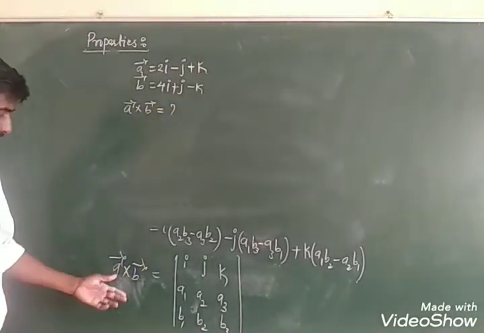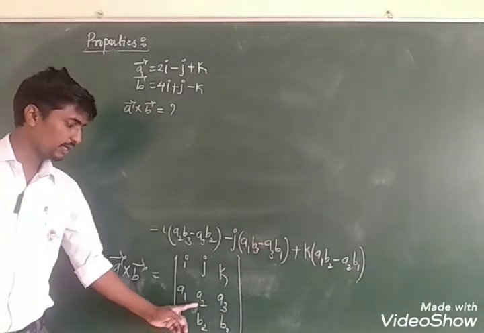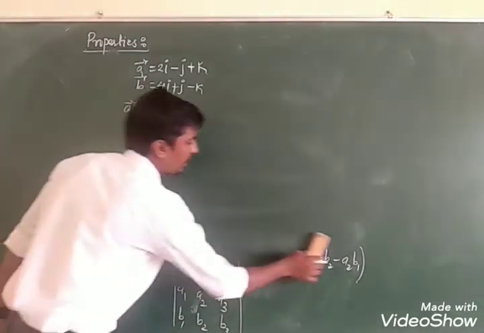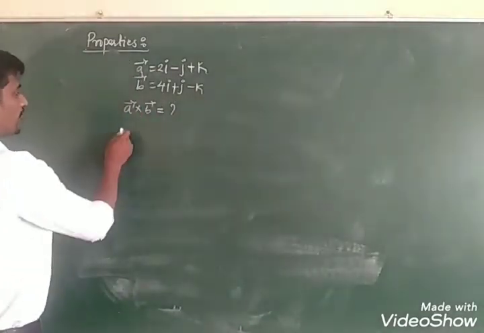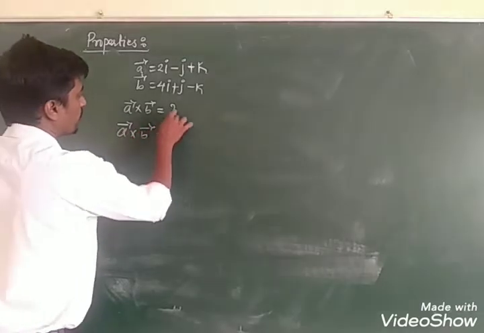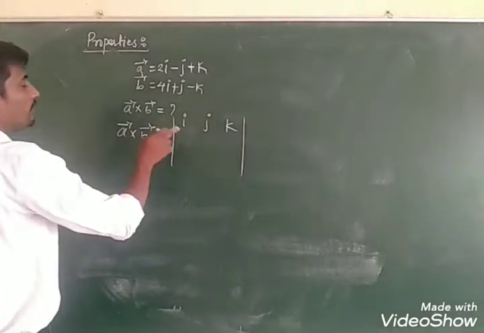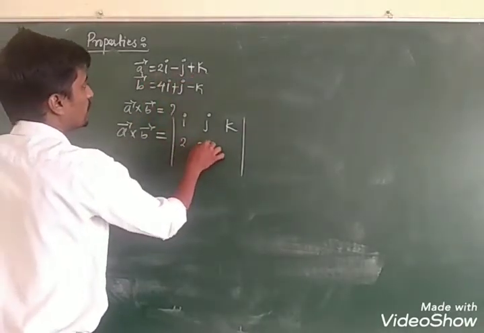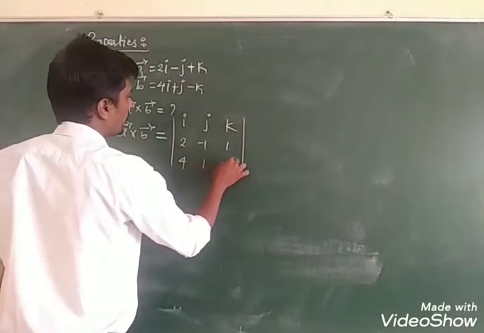So now we have the definition. A cross B is equal to the determinant of i, j, k, a1, a2, a3, b1, b2, b3. So this is the definition we have, and now we substitute into it. A cross B is equal to the determinant of i, j, k, then 2, minus 1, 1, and 4, 1, minus 1.